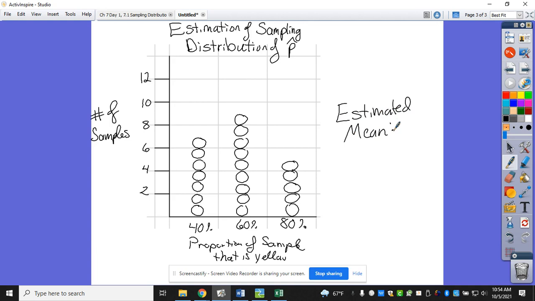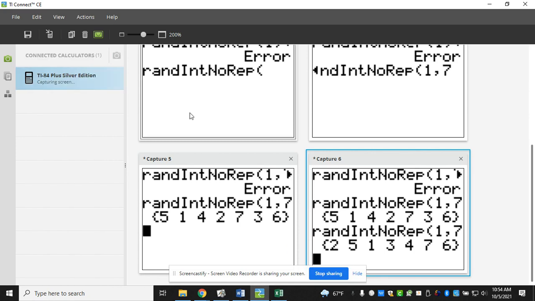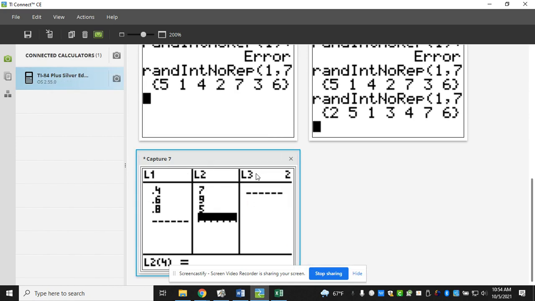I want your estimated mean, but I want to use shortcut stuff to do this so we're not spinning forever. So for my example, go to a list. For mine, my possible values were 0.4, 0.6, 0.8. So everybody's list 1 should be 0.4, 0.6, 0.8. And then list 2 is how many of each one you got.